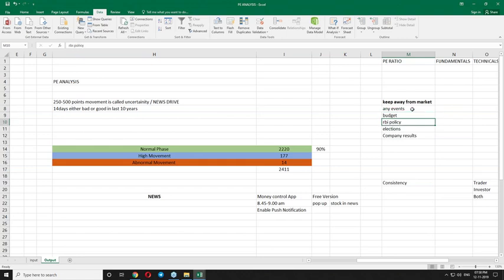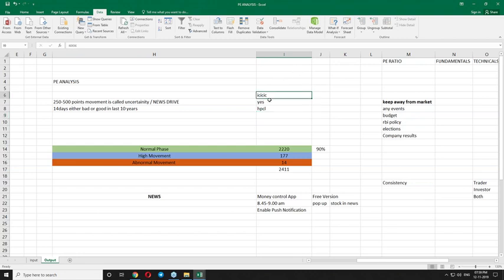Next, budget, RBI policy, elections, company results. Company results keep coming, so you have to watch the news to keep away from that stock. For example, for tomorrow's trading you have taken ICICI, Yes Bank, HPCL, ONGC, these 4 stocks. If you get news today about ONGC, straight away ignore this stock. Don't go that side. Don't try to make money out of news. Again, that's a part of betting only. So don't try to do that.